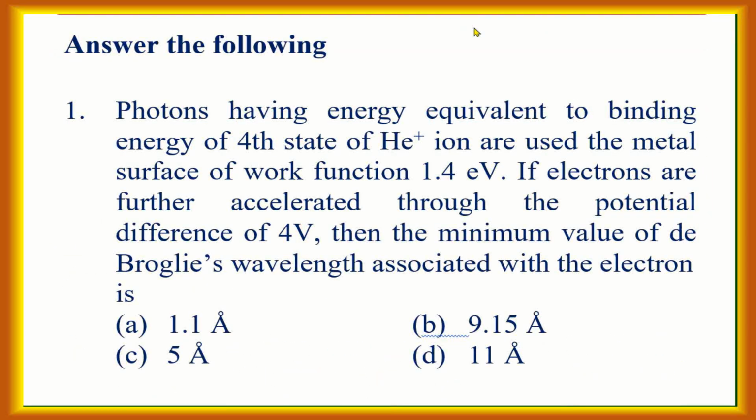Photons having energy equivalent to the binding energy of the fourth state of helium ion are used on a metal surface of work function 1.4 eV. If the electrons are further accelerated through a potential difference of 4 V, then the minimum value of de Broglie wavelength associated with the electron is. Options are below. Answer is C.